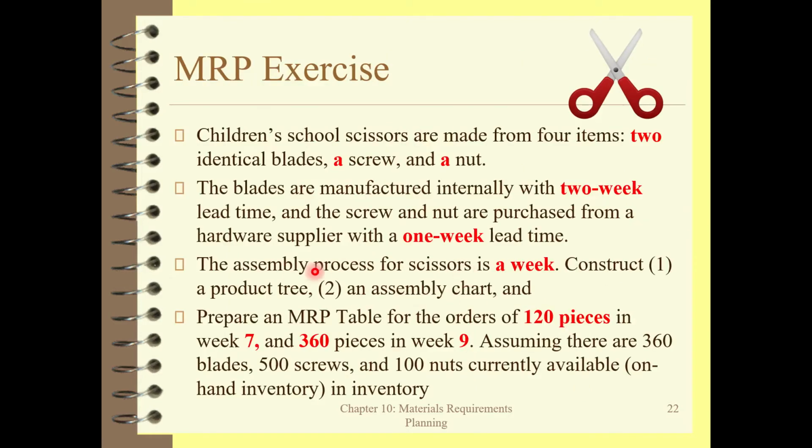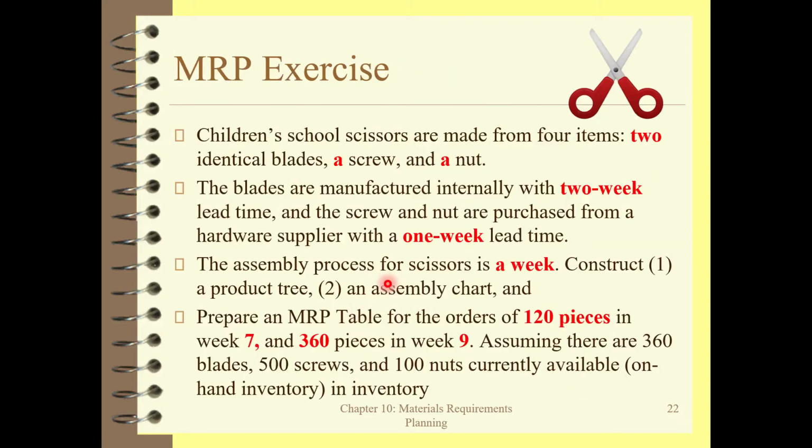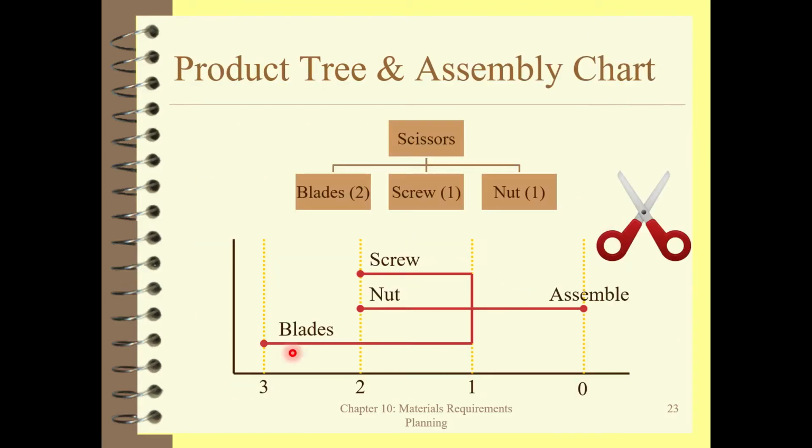And then the screw and nut need 1 week lead time. So you need to order screw here, nut here. But blade needs 2 weeks lead time, okay, 2 weeks lead time here. So you need to order blade here. Right? Okay, this is the assembly chart that you need to prepare. And the minimum production lead time required is 3 weeks, because at least you need 3 weeks in order to produce this product.